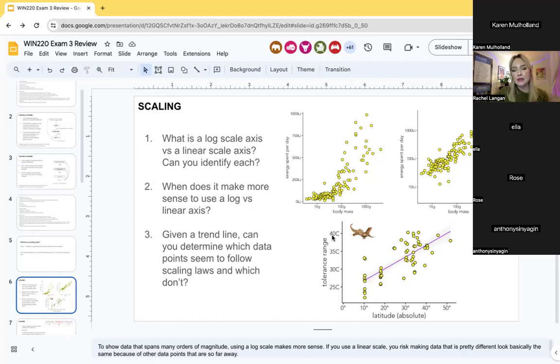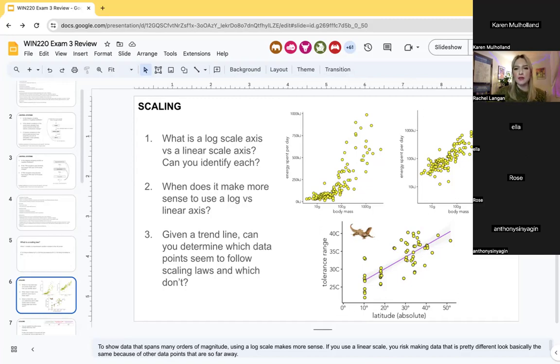A log scale axis is one that increases by some multiple. So over here, you can look at energy spent per day. It's going from 10 to 100. So if we were trying to see whether it's linear, we'd say, okay, it's increased by plus 90. If it was linear, the next one should also increase by plus 90. But you can see that it does not. It is not 190 here. Because it's increasing not by addition, but by multiplication, this is a log scale axis.